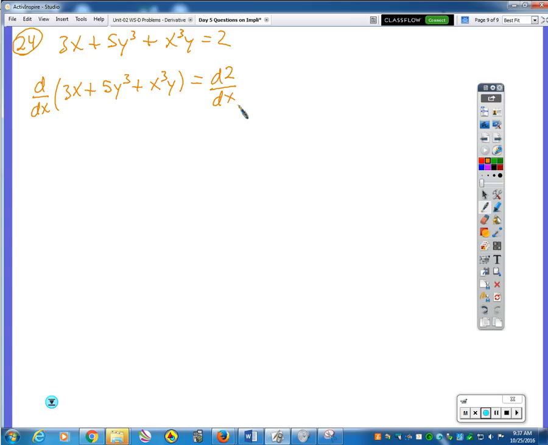Okay. Last mistake that's been very common is if this is equal to y, some people think it becomes 1. It does not become 1, it becomes dy over dx. Just watch for those three little traps.